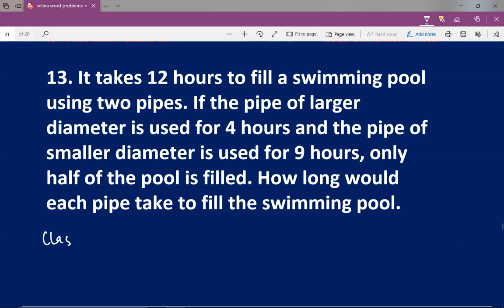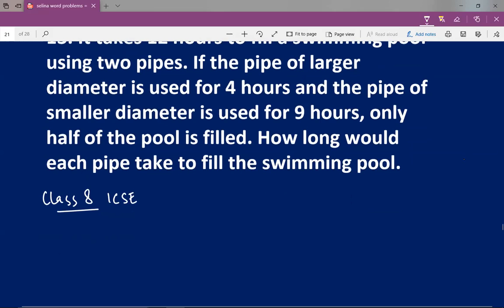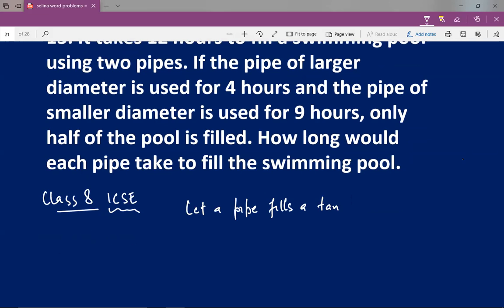I hope you would have done these kind of problems in class 8 ICSE also. See, the basic way of solving this is, you always assume that, let a pipe fill a tank in, let us assume T hours.